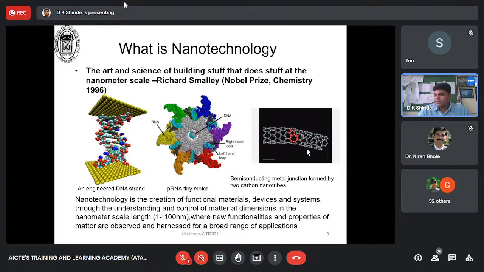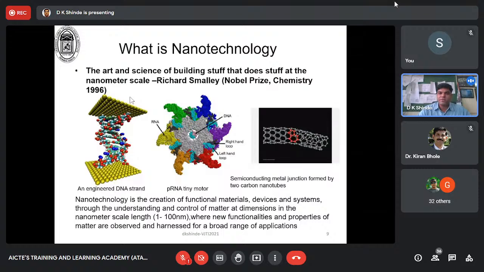What we say is that it is the creation of functional materials, devices, and systems through the understanding and control of matter at dimensions in the range of nanometers, like 1 to 100 nanometers, where new functionalities and new properties are observed. Those properties can be harnessed for a broad range of applications, and therefore we say it is the art and science of building stuff that does stuff at the nanometer scale.